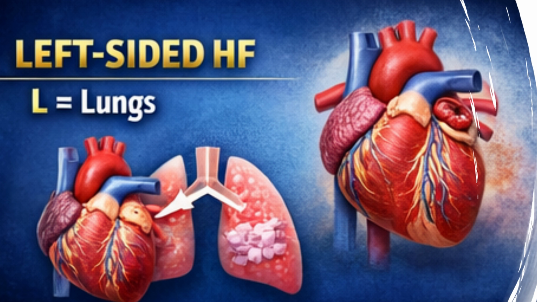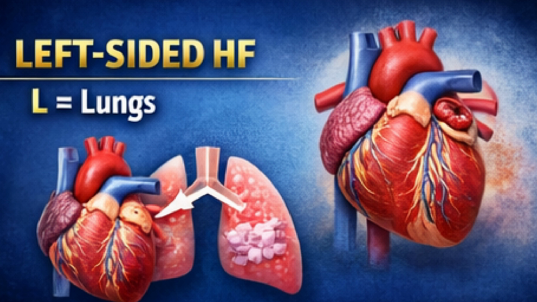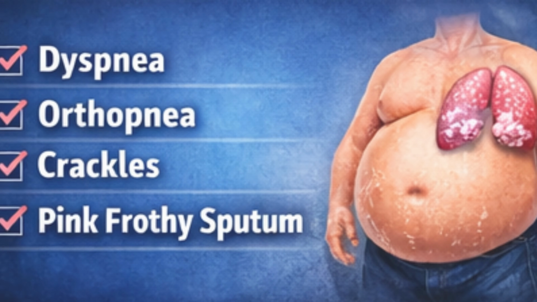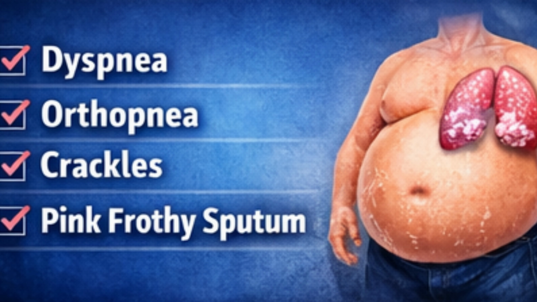Heart failure is mainly classified into left-sided and right-sided heart failure. Left-sided heart failure occurs when the left ventricle fails to pump blood effectively, causing blood to back up into the lungs. Common symptoms of left-sided heart failure include shortness of breath, orthopnea, crackles on auscultation, and pink frothy sputum.